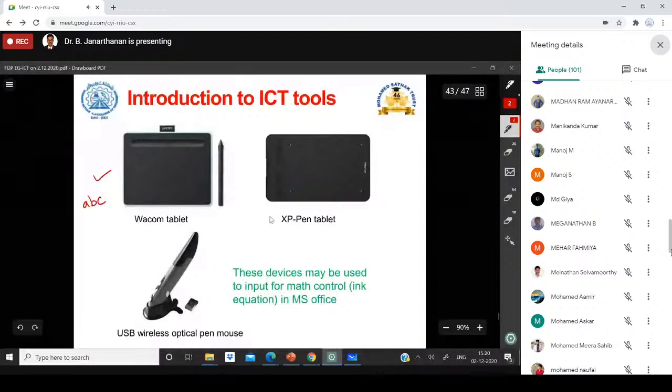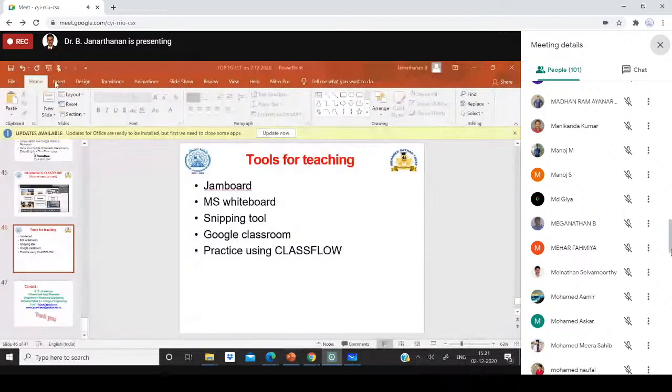Those who cannot afford to buy these tablets, which start from 3,500 and go up to lakhs also, can buy this wireless optical pen mouse. So they can use this pen mouse for writing this. See, this is not only useful for this, but also if you are making use of equations. I think many of you might be aware of this. I'll just show those who are not aware how to write the equations using this. Are you able to see my presentation?